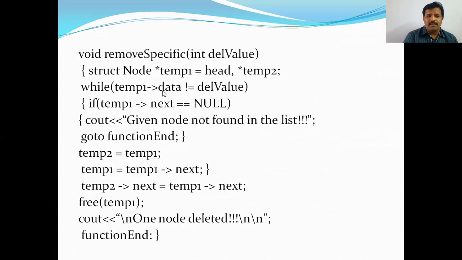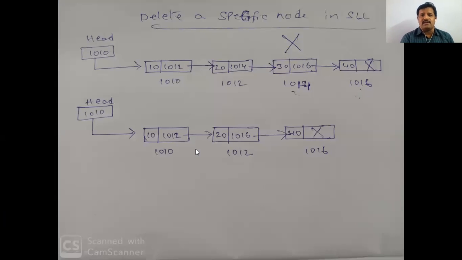This is the code. Already we discussed. Temp1 data not equal to delete value, then temp1 next equal to null. Just given node not found in the list, right? Let us discuss this with an example. Suppose we want to delete the element 30, the specific node. We are deleting the specific node. The specific node is 30.